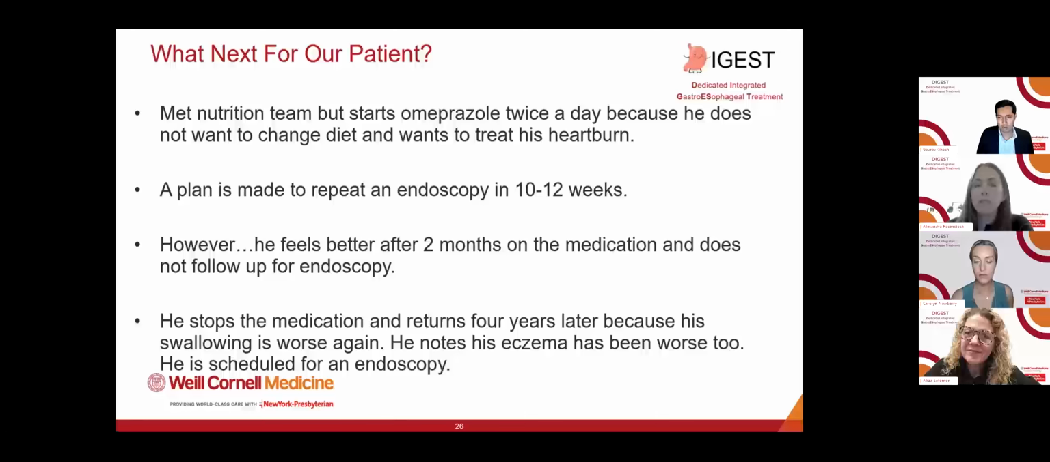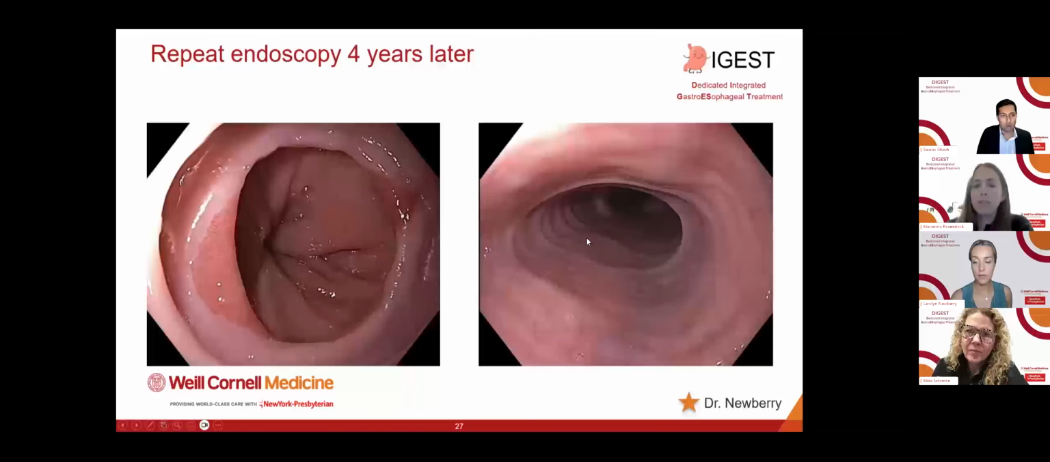And now he's returning to our clinic 4 years later because his swallowing is worse again. During that time, his eczema got a little bit worse as well. And so he went for a repeat endoscopy. And Dr. Newberry, for some reason I've made you our endoscopy expert tonight, but here's another one. Sure.